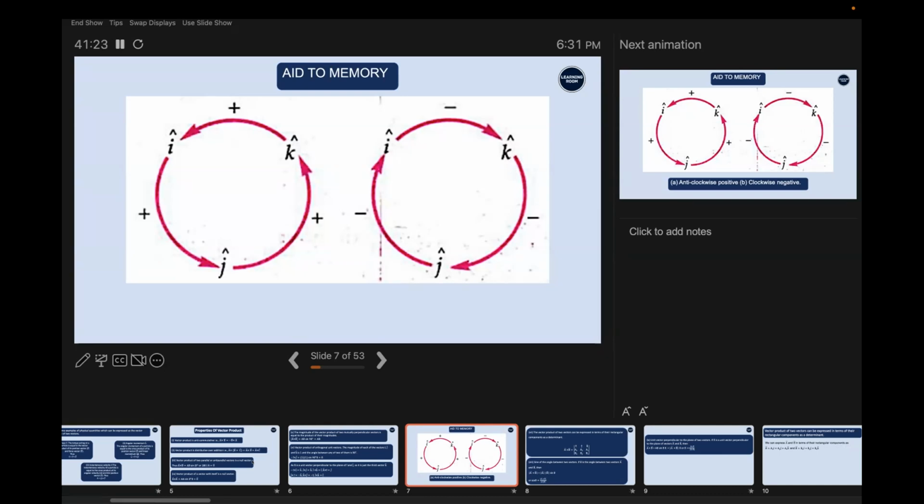In a similar way, what is i cross k? j cap, whichever is left out, but the negative sign. Similarly, k cross j is i cap, but the negative sign. And j cross i is k cap, but the negative sign. I hope this is good. There is a very important thing.